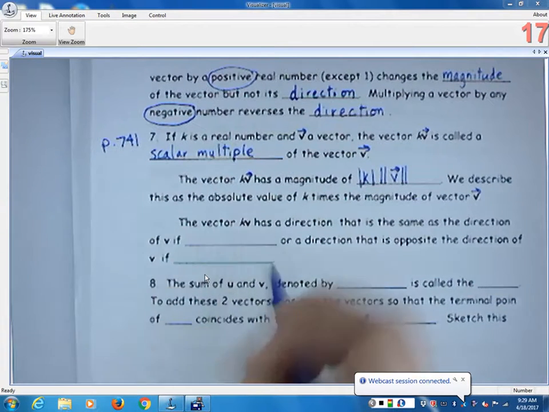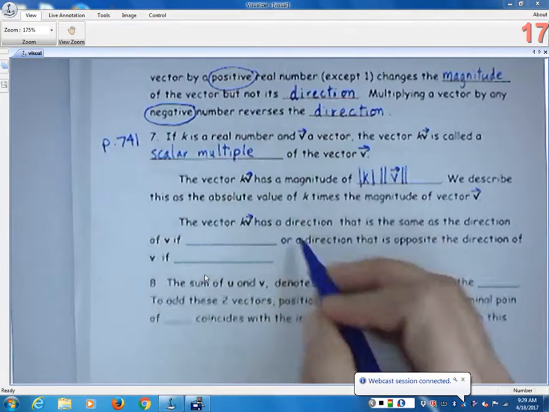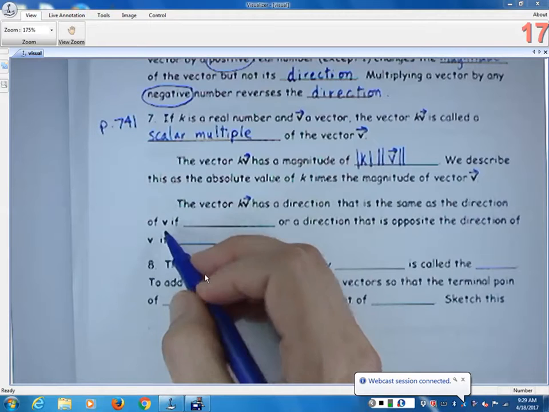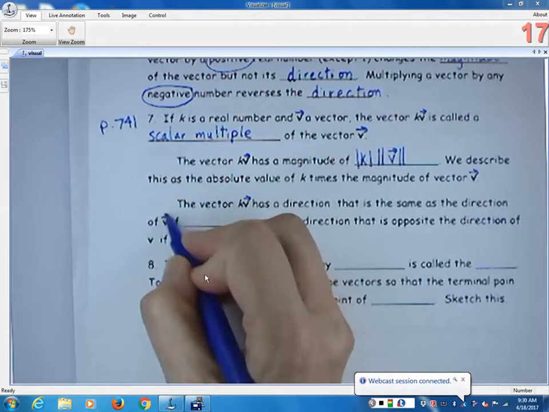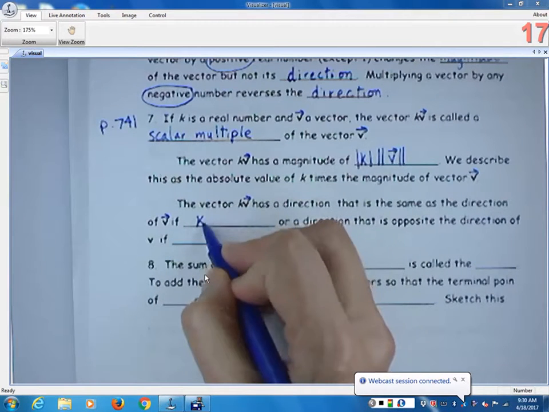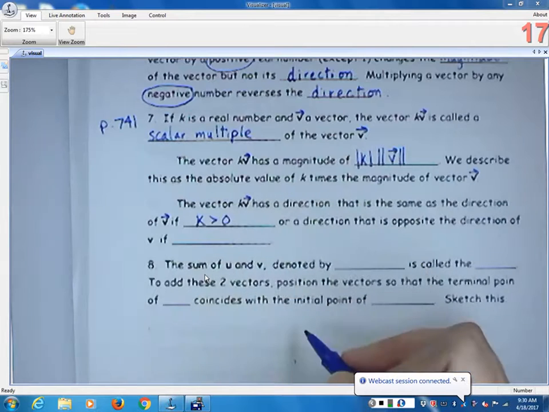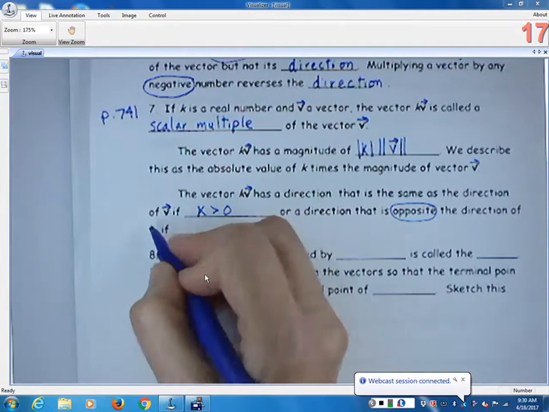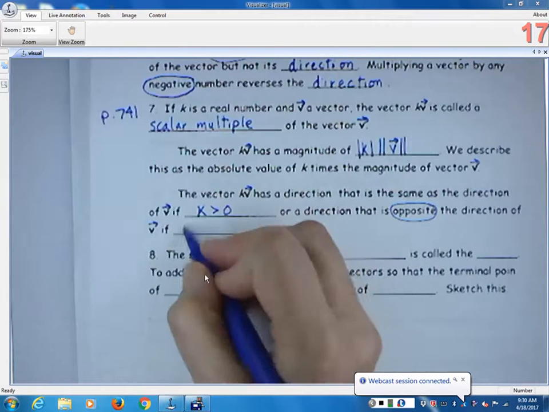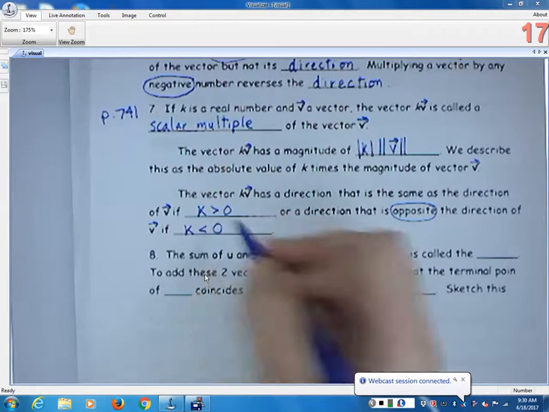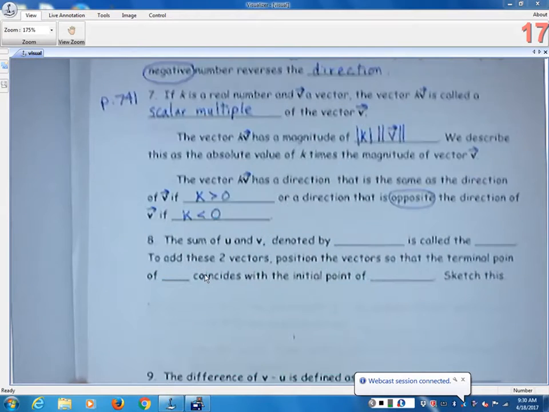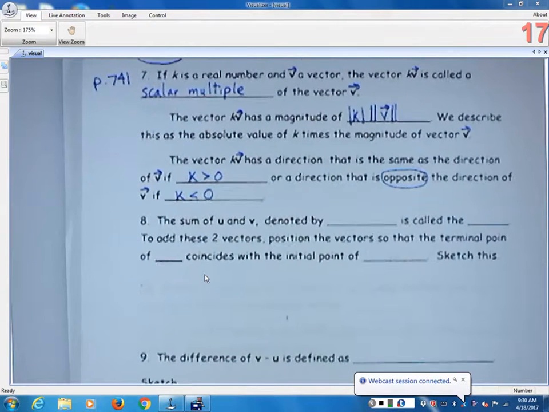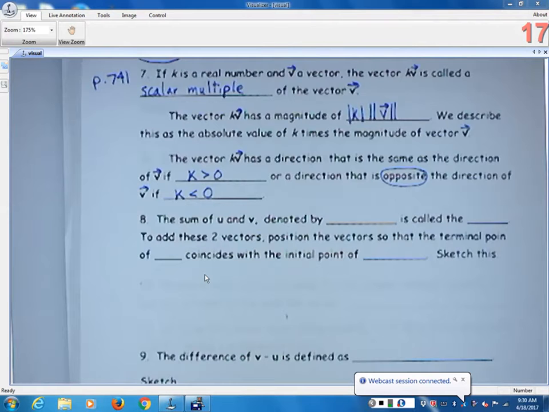The vector kv has a direction that is the same as the direction of v if, we just said this up here, if k is positive, greater than 0, or a direction that's opposite the direction of v if k is negative, less than 0. We just said that. Okay.